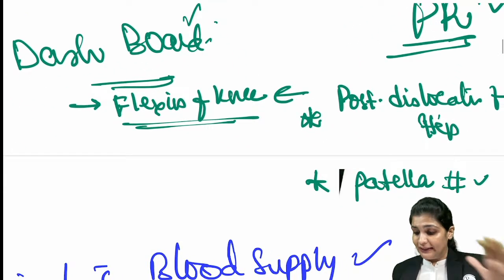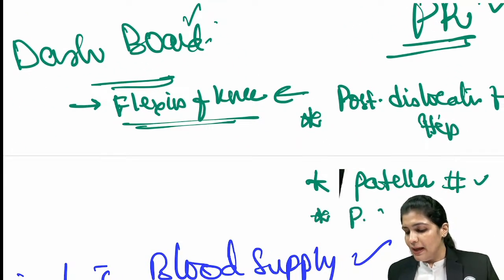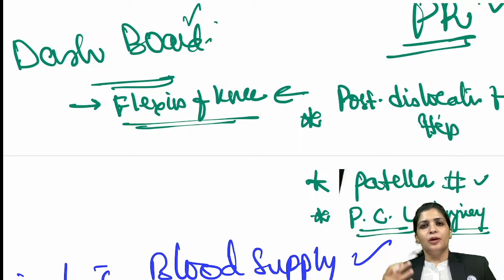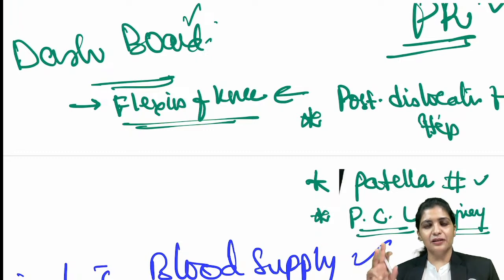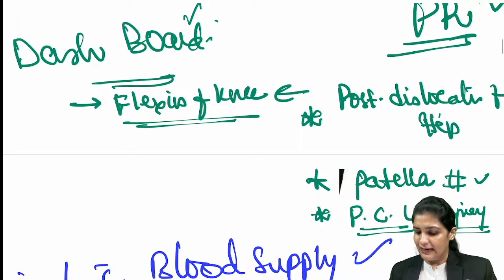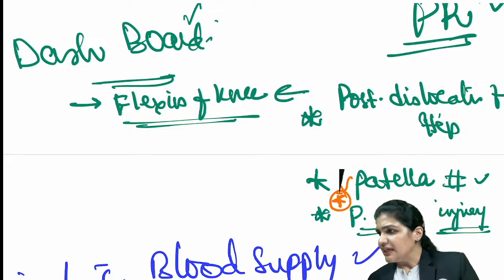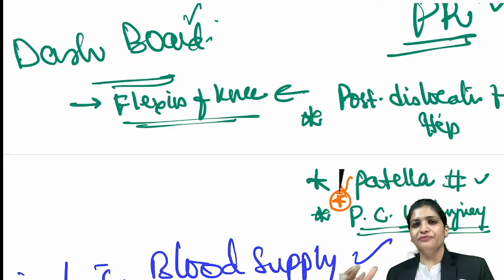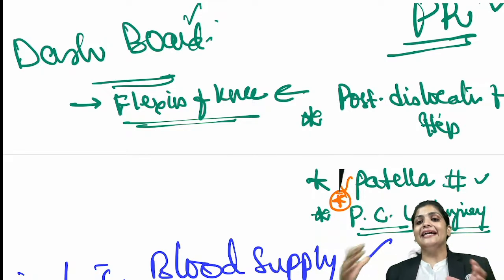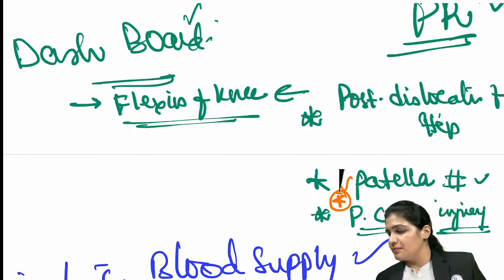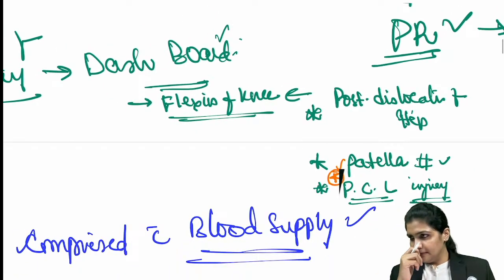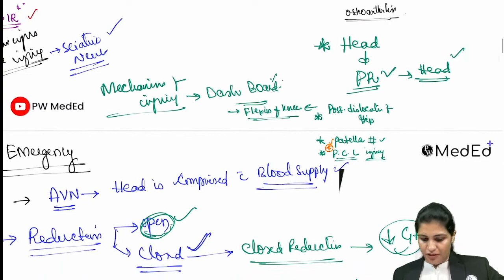And the third important thing which you have to remember in dashboard injury is your PCL injury. There will be an injury to your posterior cruciate ligament in the knee joint. If you remember, there are 2 cruciates, the anterior and the posterior. So in this case of dashboard injury, the posterior cruciate ligament is at risk, so you have to evaluate for it, right? In the per rectal examination, you will feel the head only in case of central dislocation, right? So that is about your dashboard injuries and your posterior dislocation of hip.